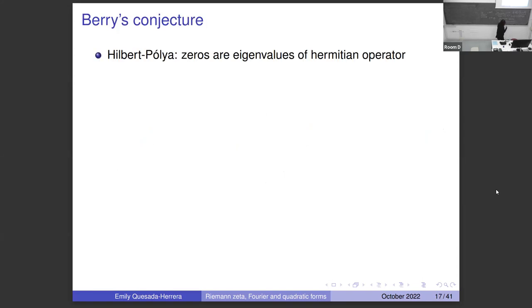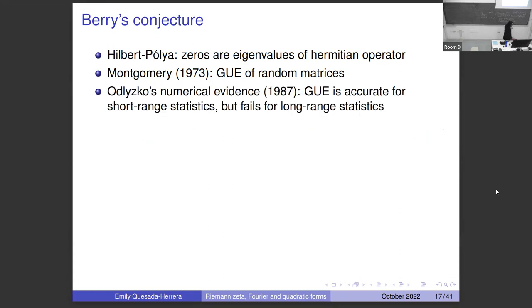And Berry made a very precise conjecture about the behavior of this quantity. First, as we said, there is the Hilbert-Pólya conjecture that says that the ordinates of the zeros should be the eigenvalues of some Hermitian operator. And later, Montgomery conjectured that they should actually behave like eigenvalues of some random matrix. It turns out that this conjecture of Montgomery, according to some numerical evidence, is very good for some short range statistics, statistics between zeros that are very close together, but it fails for longer range statistics.